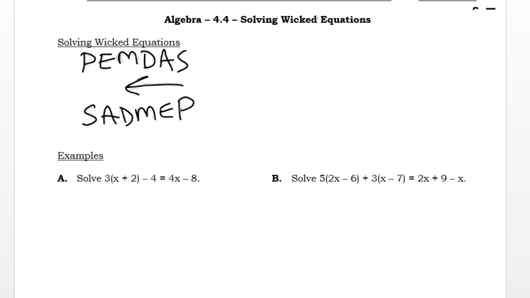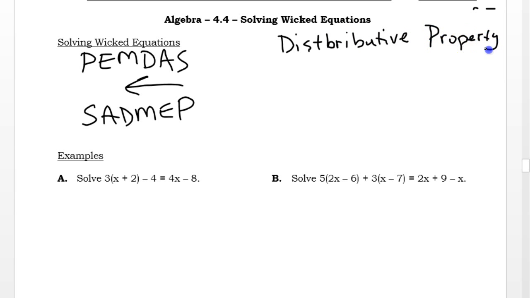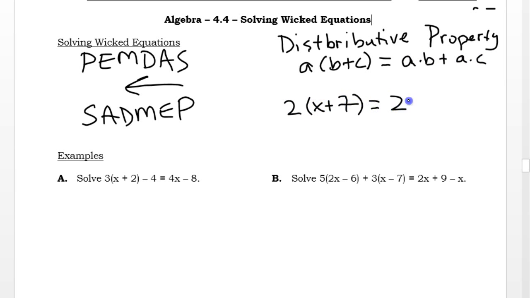And the way we're going to attack parentheses is new. We're going to use the distributive property. And that's not new to us, but new for this chapter. We did the distributive property in chapter 1. And that was A times (B plus C) is A times B plus A times C. So 2 times (x plus 7) would have been 2x plus 14, because 2 times x and 2 times 7.